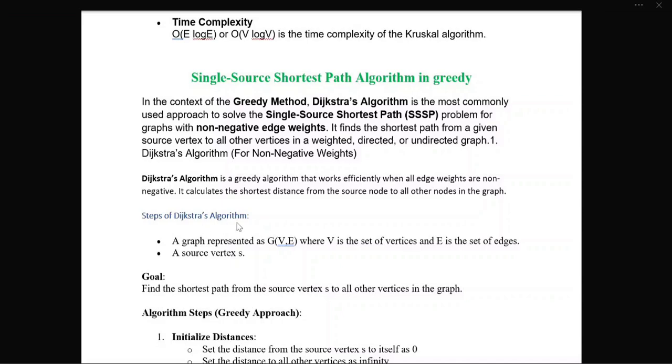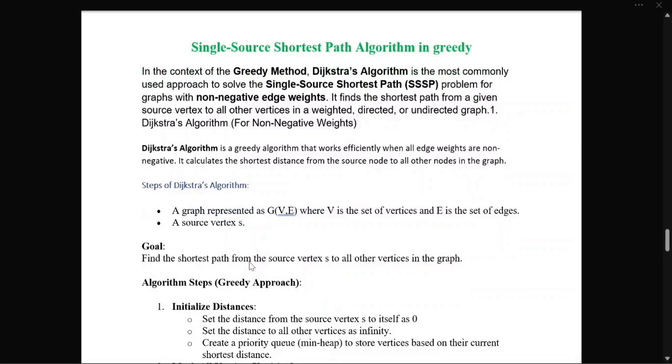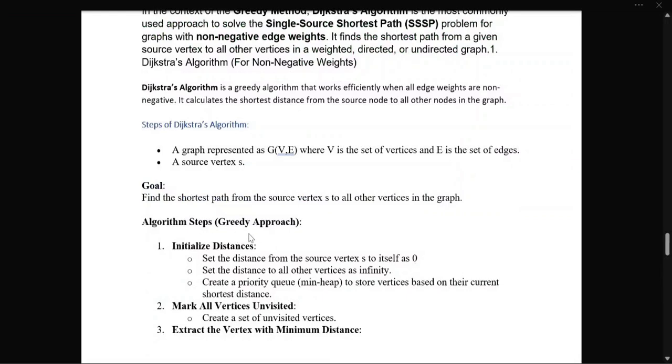Steps of Dijkstra's algorithm. A graph represented as G(V, E), where V is a set of vertices and E is a set of edges. A source vertex S. So the goal is to find the shortest path from the source vertex S to all other vertices in the graph. This is the main aim or goal. So algorithm steps, greedy approach.